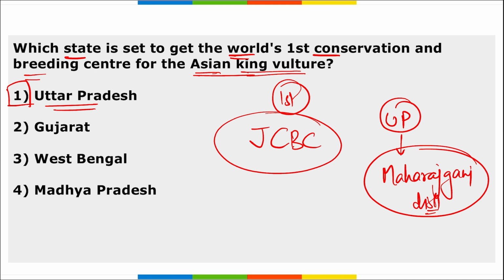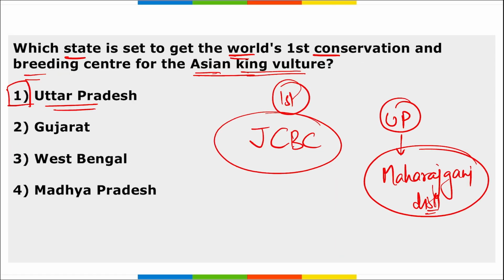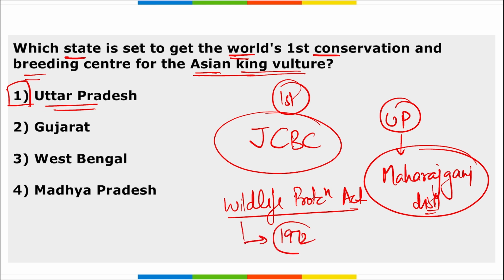Next, okay, one more thing. In the last question, we discussed the Project Tiger that came in 1973. If here I ask you about the Wildlife Protection Act, when did this act come? It came a year before that, that was in 1972. This particular act, Wildlife Protection Act, came then.